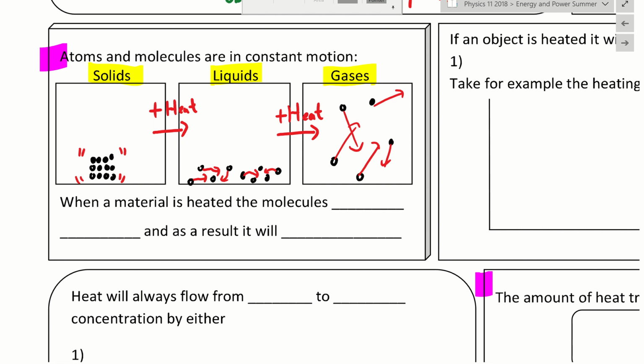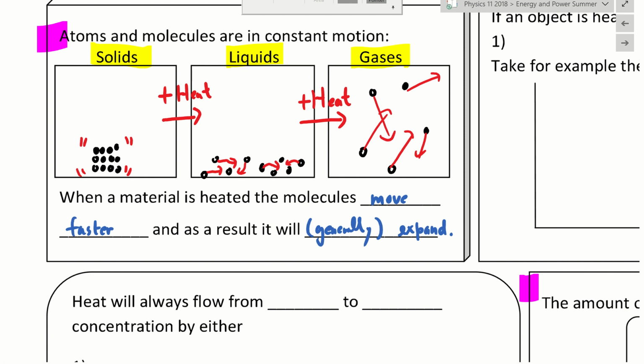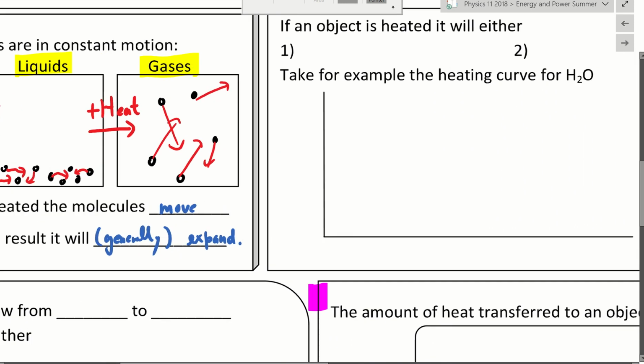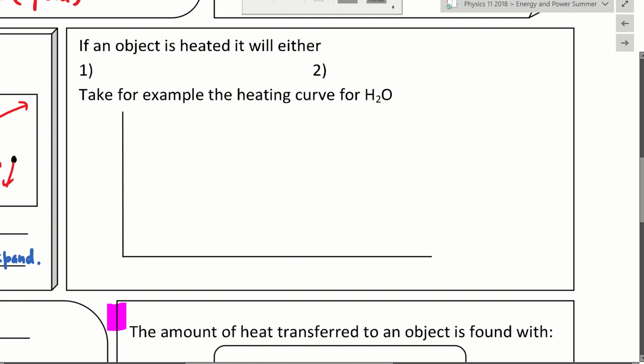So when a material is heated, the molecules move faster. Okay, so the molecules move faster, and as a result, generally speaking, it will expand. It will also expand in size. Okay, so now, when you add energy to an object, first you raise its temperature, and then you make it change from solid to liquid, and then liquid to gas.